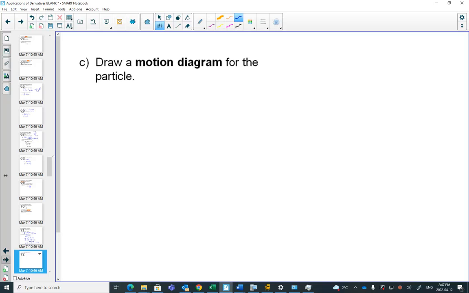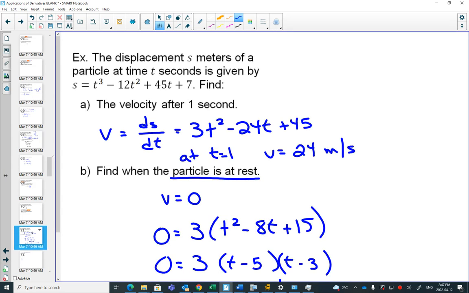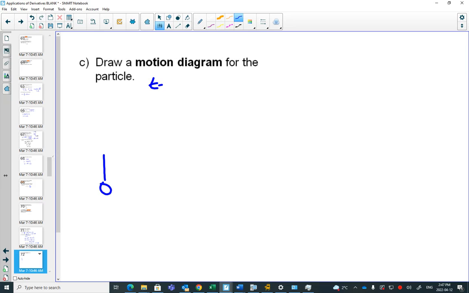Motion diagram. This is something that is in your textbook. For those of you who've done IB math, you never heard of a motion diagram. It's basically the same thing as graphing, except you make a number line and you put key points on your number line. So what do we know? That this object at t equals 0, so important points, at time equals 0, it's going to start at 7 meters.